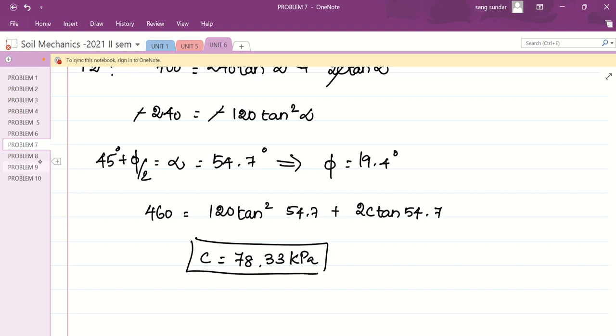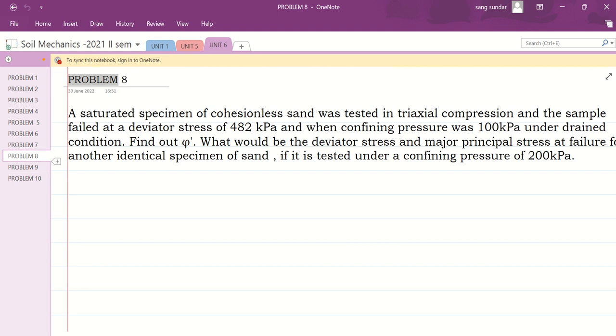Now let us move on to the next problem. A saturated specimen of cohesionless sand was tested in triaxial compression, and the sample failed at a deviator stress of 482 kPa when the confining pressure was 100 kPa under drained condition. Find out phi dash, and what would be the deviator stress and major principal stress at failure for another identical specimen of sand if it is tested under a confining pressure of 200 kPa.